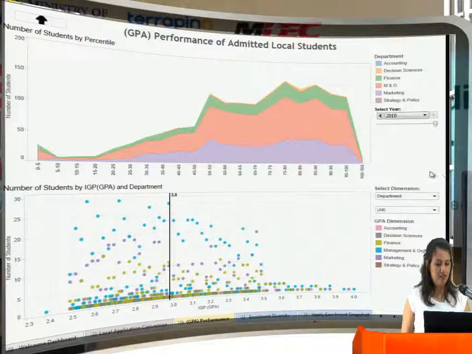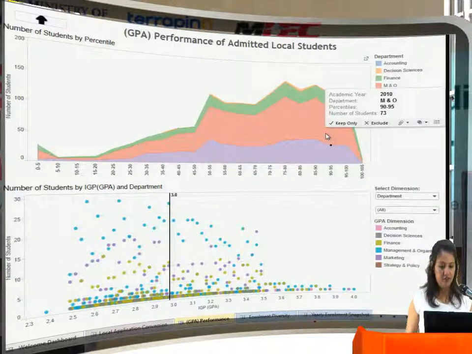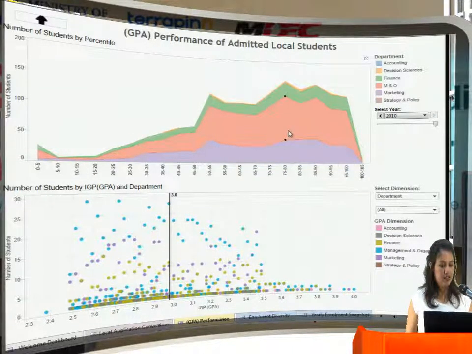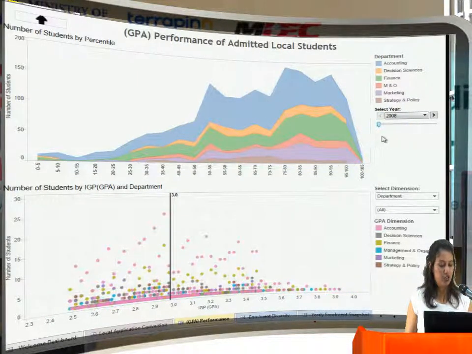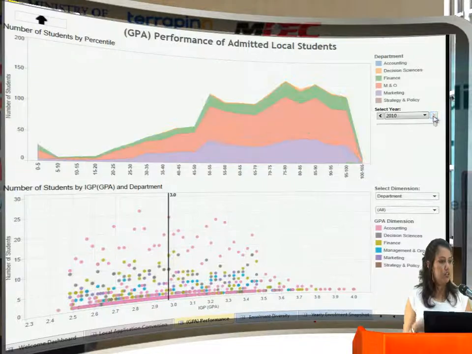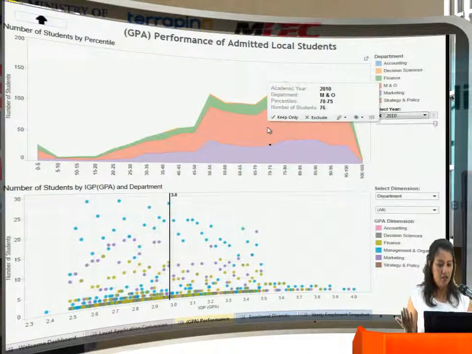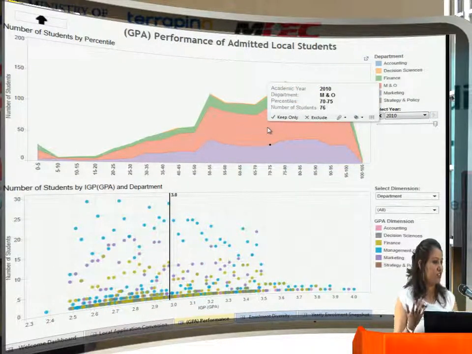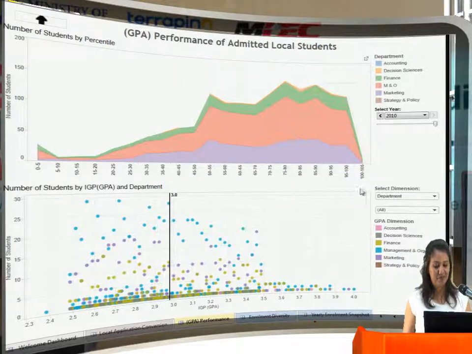You can quickly see all the departments are stacked up here. So how many students are attending which departments? If you wish to filter down to particular years, it looks like accounting was pretty popular in 2008. But as we moved on in different years, perhaps M&O, management and organization, took the toll on accounting.